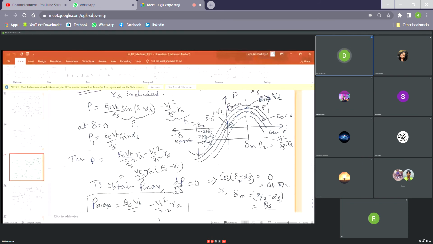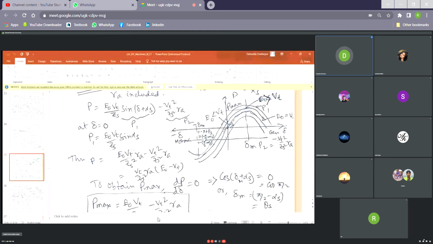P1, the top plot, is shown, right? So P1 is the first term plot. Now if you add both of them, you will get the resultant plot, P1 plus P2 at different deltas.